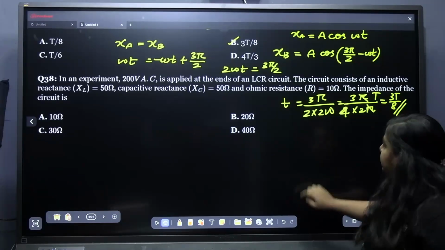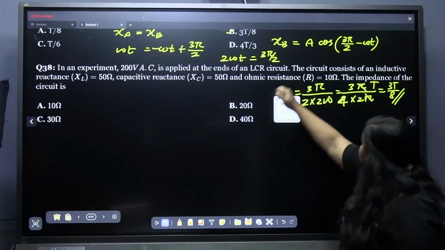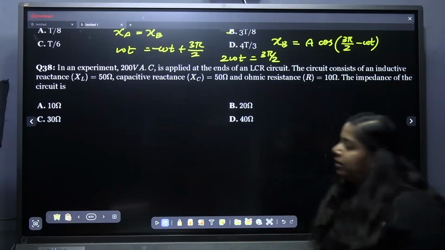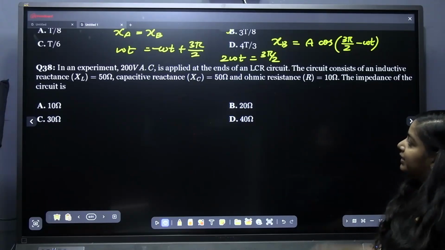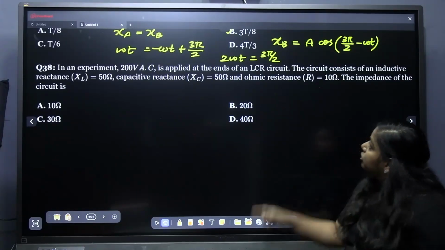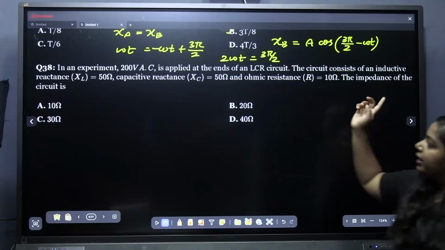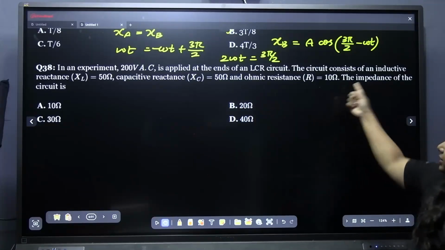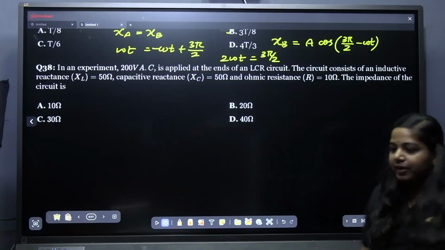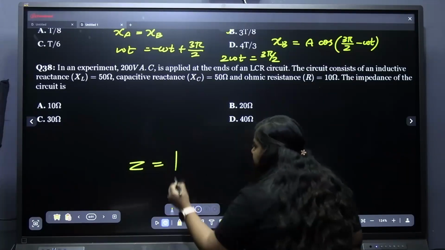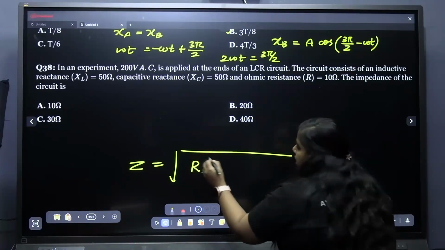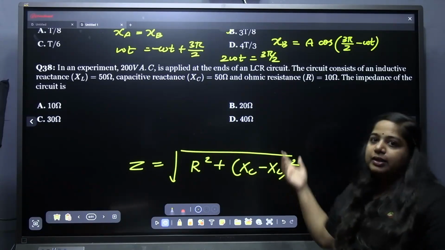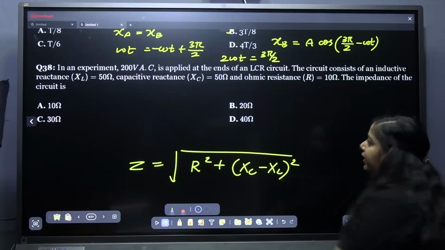Then, question 38. For now, I am erasing this. In an experiment, 200 volt AC is applied at the ends of an LCR circuit. The circuit consists of inductive reactance 50 ohm, capacitive reactance 50 ohm and resistance 10 ohm. Find the impedance of the circuit. Very easy to calculate. Z equal to root of R square plus (XC minus XL) the whole square. XC minus XL is 0 here, so it is just R, that is 10 ohm.